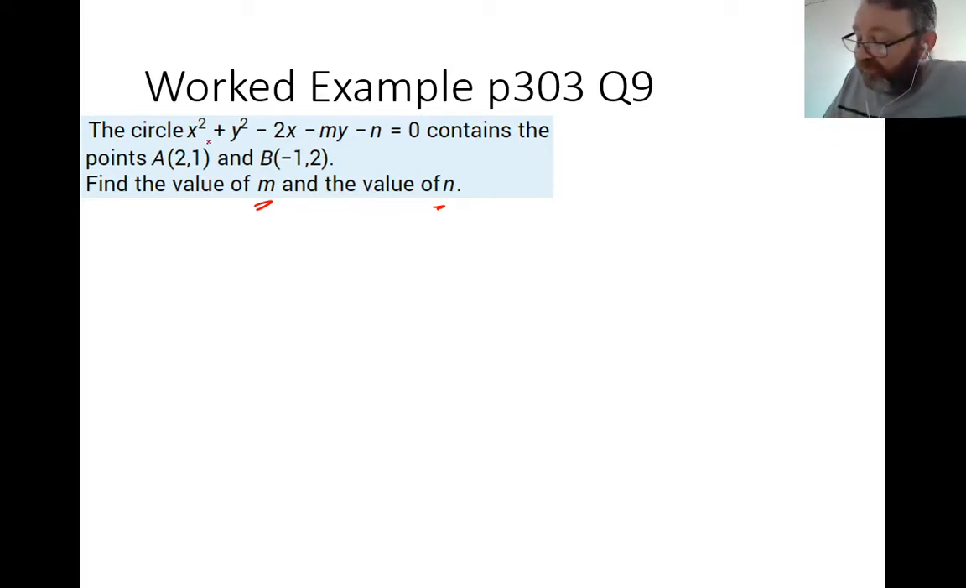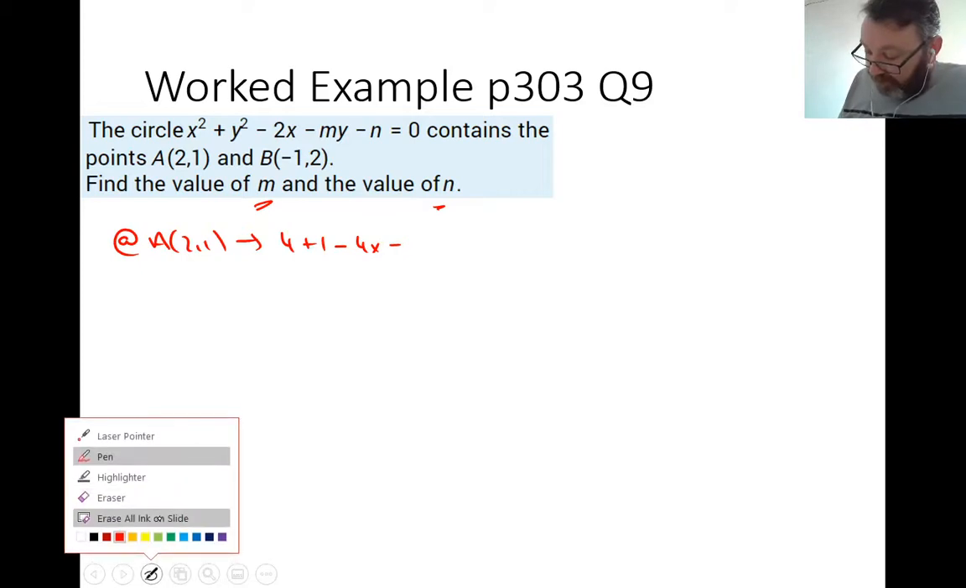So, if the circle contains the points a and b, then what that means is that you can put a into the equation for x and y, and b into the equation for x and y, and see what we have. Okay, so let's take a look at this. Do it down here. At a, which is (2, 1), what am I going to do? I'm going to plug this into the formula up here. 2 squared is 4, 1 squared is 1, minus 2x, that's minus 4.